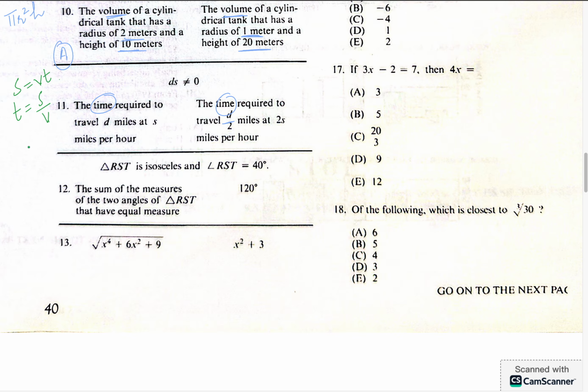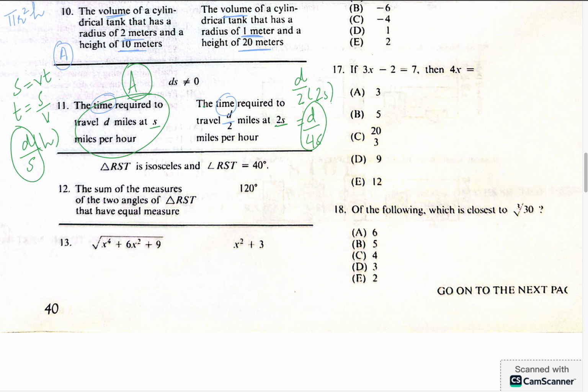So the distance here is d and the speed is s, right? And it's given in hours. Okay, for this one it is d over 2 and the speed is 2s. So this will be d over 4s. If I compare d over s to d over 4s, this is having a 4 in the denominator, which is reducing its value. So A quantity is greater, right? This thing is greater.